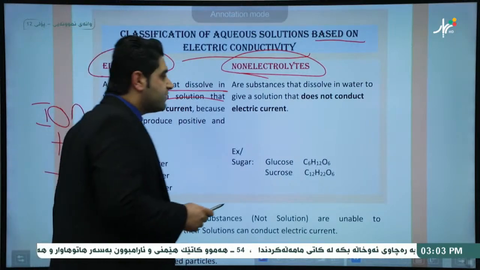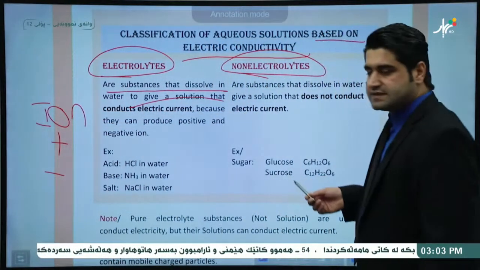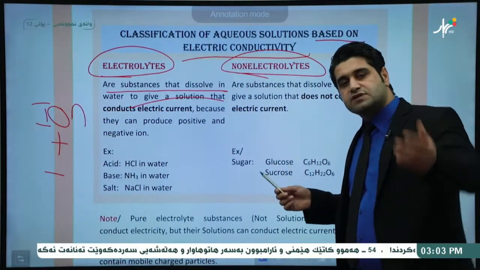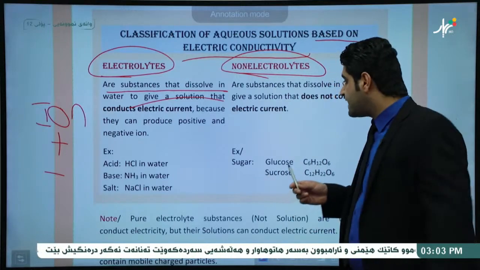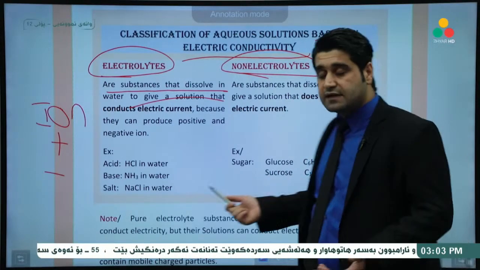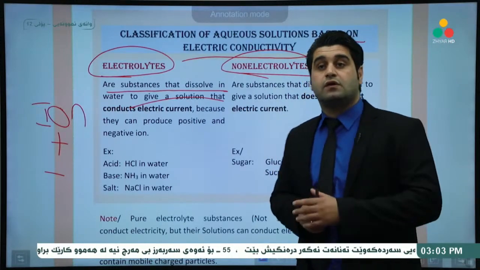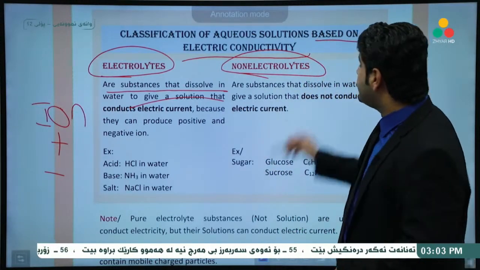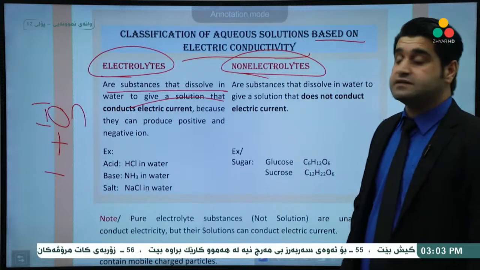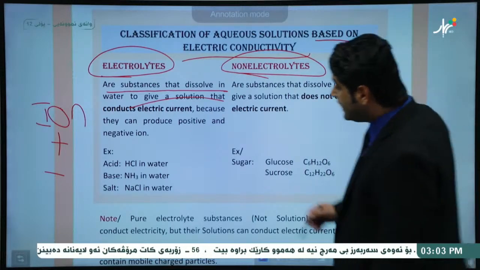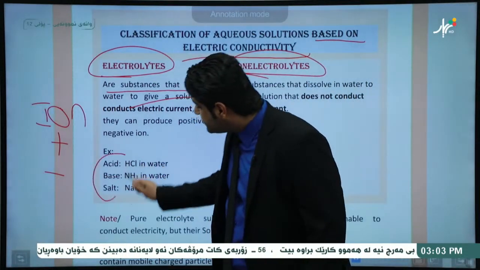In contrast, we have non-electrolytes. For example, when we dissolve some substance in water but it does not produce any mobile charged ion particles, it is a non-electrolyte and the aqueous solution cannot conduct electricity. Okay, so please memorize them.